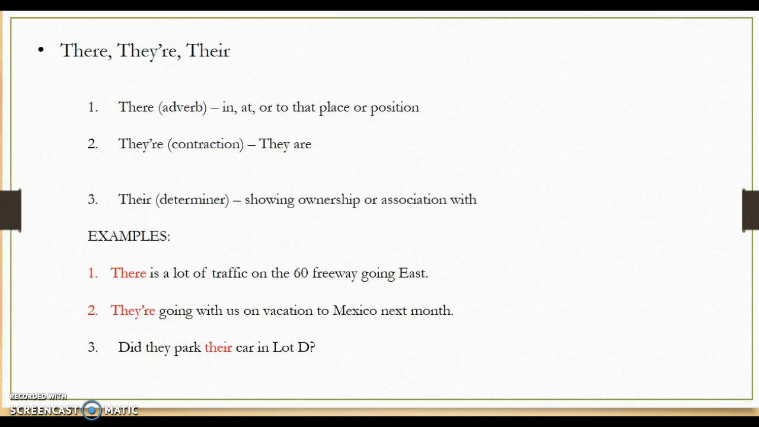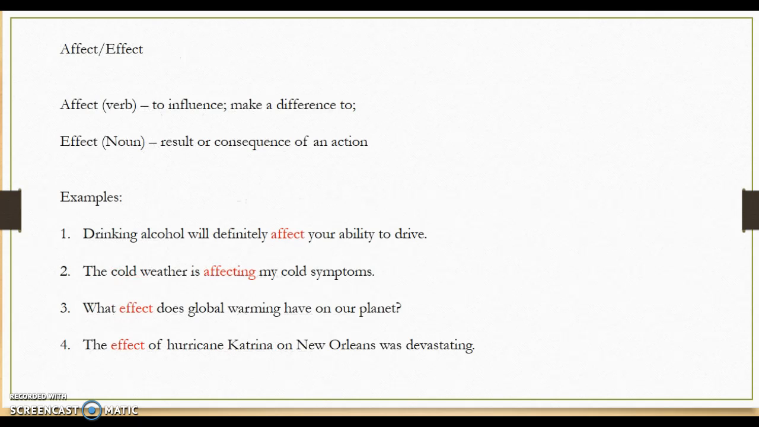Now we are going to move on to a set of two homophones, affect and effect. Affect with an A is a verb, and it means to influence or make a difference to. Please look at the following examples. Drinking alcohol will definitely affect your ability to drive. In this case, the sentence is saying that the alcohol will influence or affect your ability to drive.